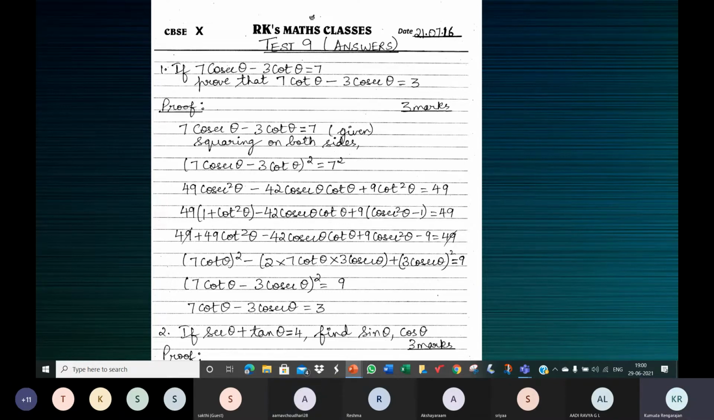Now, secant theta plus tan theta is given to be 4. Then what is the value of secant theta minus tan theta? It is 1 by secant theta plus tan theta. But what is secant theta plus tan theta? 4. So 1 by 4. If secant theta plus tan theta is 4, then secant theta minus tan theta will be 1 by 4.